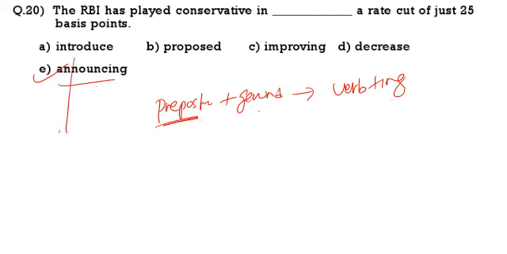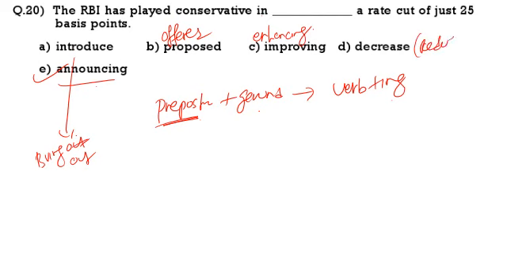Then introduce. Introduce means bring out. Proposed means offered. Improving means enhancing. Decreasing means reduce. So we should use announcing, which is the correct one. So 5 is the correct answer.